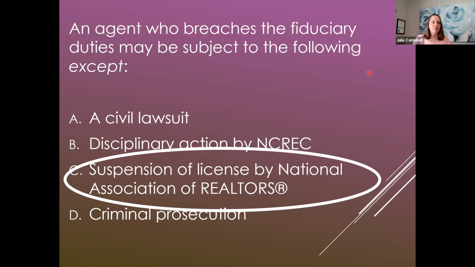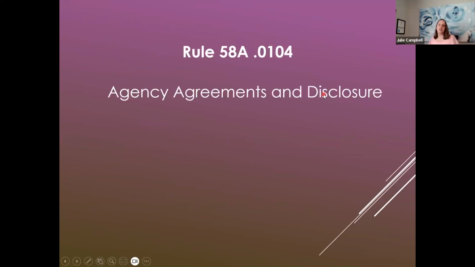There is one commission rule that I think you guys should sit down and read. And when you're done reading it, I think you should sit down and read it again. And once you've read it the second time, you know what? Just for fun, let's read it again. Are we getting the importance of this commission rule? The commission rule I think we need to focus on is 58A.0104, which addresses our agency agreements and disclosure.